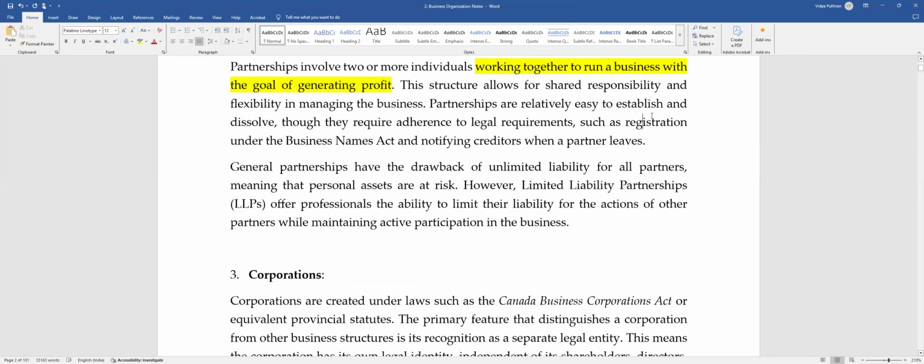Partnerships are relatively easy to establish and dissolve, though they require adherence to legal requirements such as registration under the Business Names Act. यहाँ पे करना पड़ेगा रजिस्ट्रेशन. No excuse as आप खुद का नाम use कर रहे हो, नहीं हो सकता. दोनों का नाम जोड़ के पार्टनरशिप करके बोल के नहीं कर सकते, because the law says that you have to register the partnership. Notifying the creditors when the partner leaves, that is also one of the responsibilities that they have.